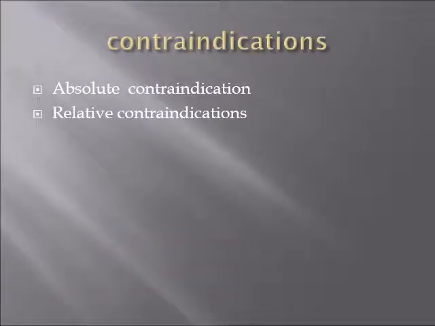For contraindications, there is absolute contraindication, where you cannot do the tonsillectomy for the patient now or ever, like the patient suffering from a bleeding tendency, like a clotting factor defect, or purpura, or hemophilia. So you cannot operate upon those patients.